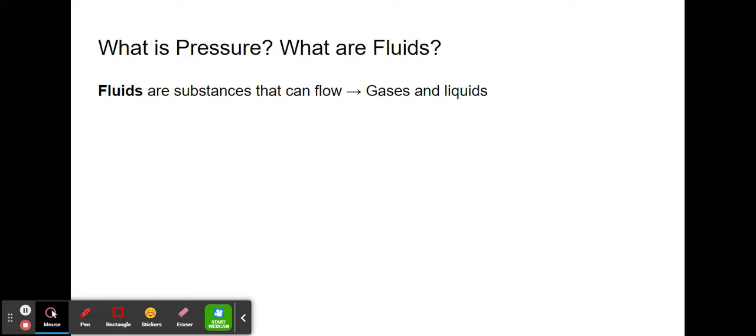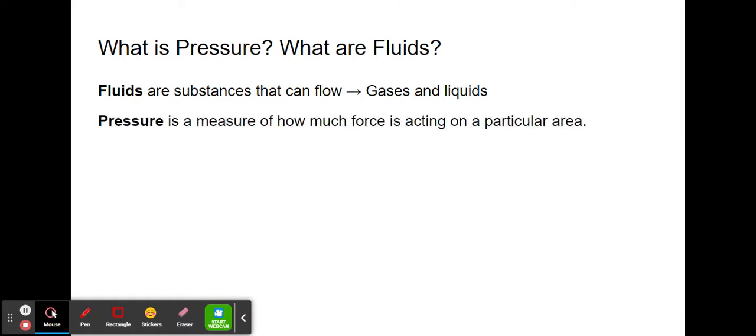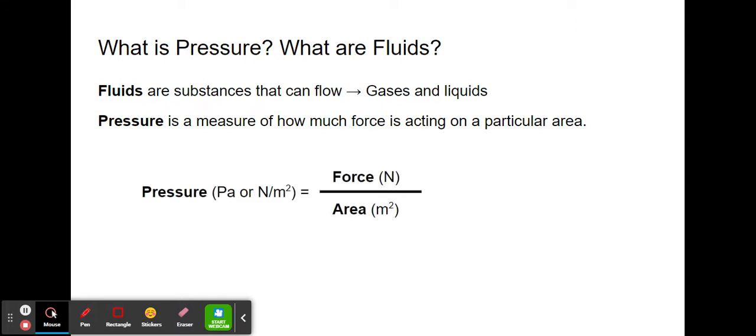If you think back to doing the particle model, we know that gases and liquids are free to move around. Liquids are still touching, but they can move over each other, and gases are completely separated, moving around randomly in different directions. Pressure is a measure of how much force is acting on a particular area. You might remember from year 7 that the equation for pressure is equal to force divided by area, where we measure pressure in pascals, which is Pa, or we can measure it in newtons per meter squared because force is measured in newtons, and we're dividing by area, which we measure in meters squared.